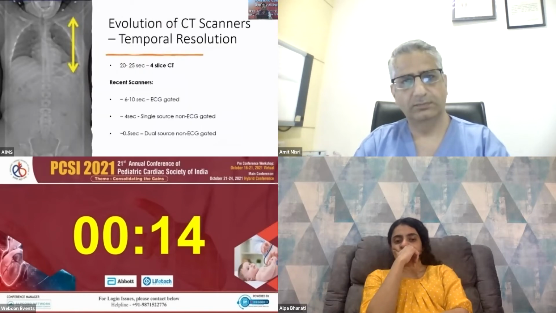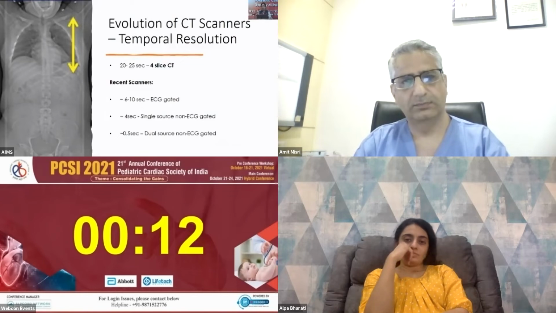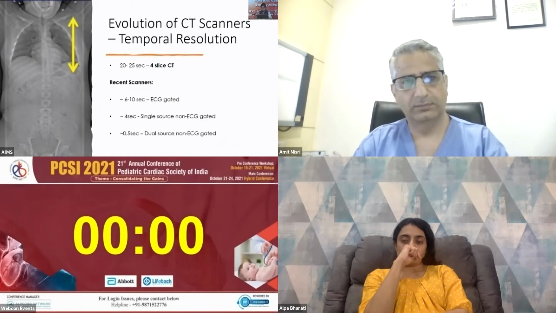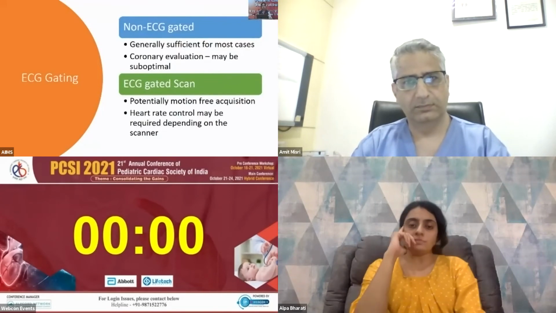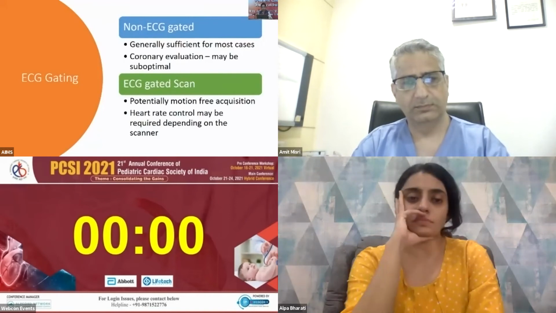With the advent of CT scanners, you have seen the temporal resolution has become better and better. Earlier with 4-slice CT, the acquisition used to last for 20-25 seconds. Now with the dual source CT, we acquire it in just half of a second. So in a single cardiac cycle, we are able to acquire the entire acquisition, thus precluding the need for a breath hold. The other thing which we can do for obliterating cardiac motion is to have ECG gating.